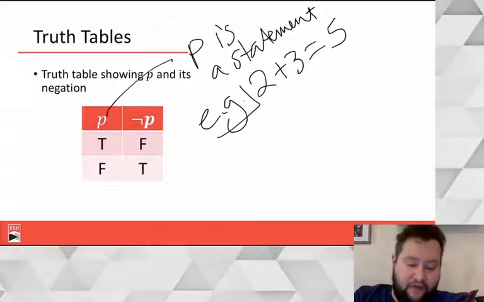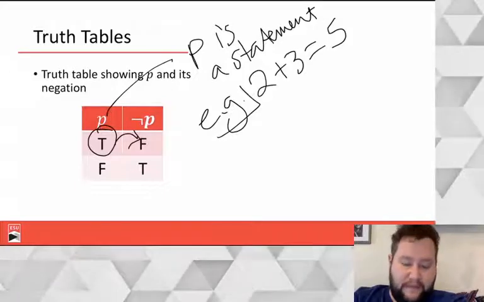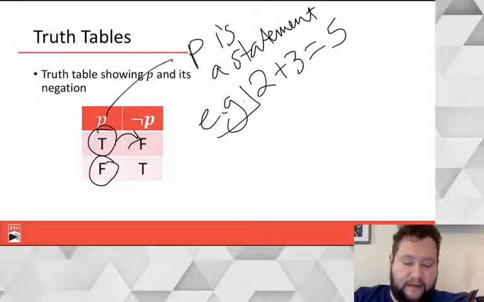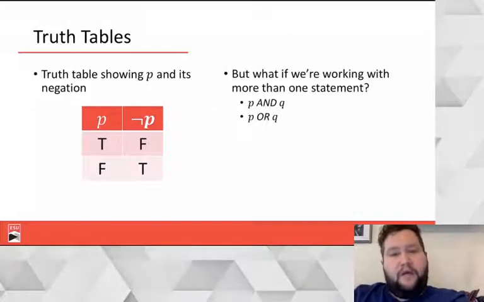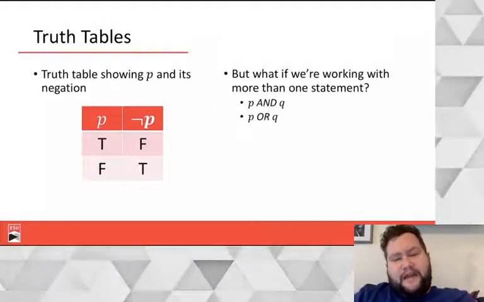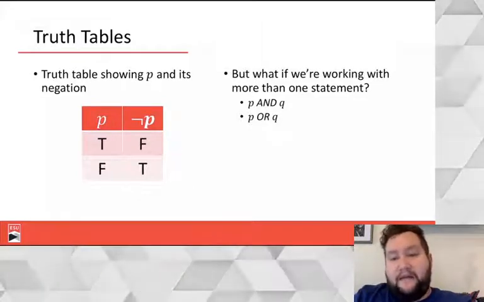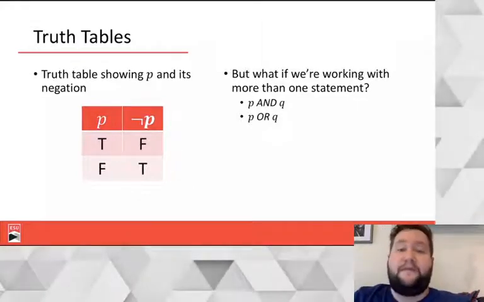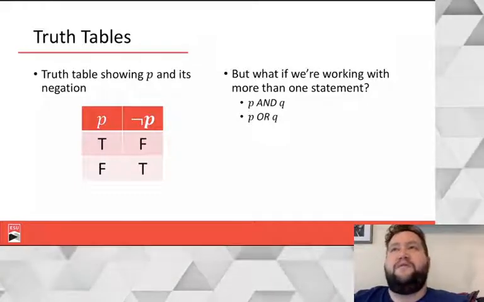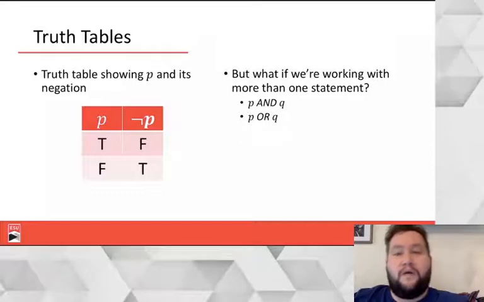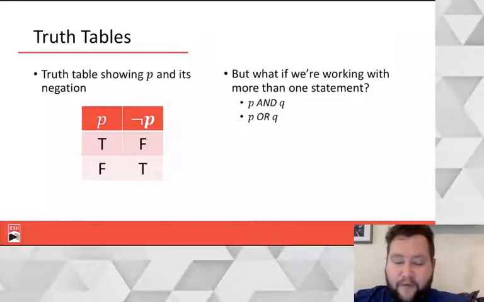Well, if that's true, its negation is false. If it were false, its negation would be true. But what if we're working with more than just one statement? Like, what if we want to say 2 plus 3 equals 5 and 3 is bigger than 2? Or we wanted to say or, so 2 plus 3 equals 5, or 3 is less than 7, right? What if we want to work with more than one?